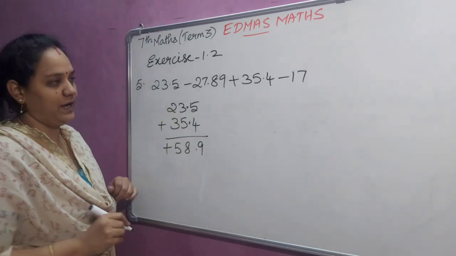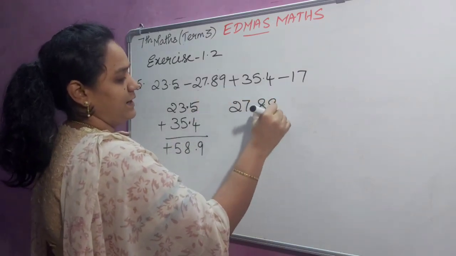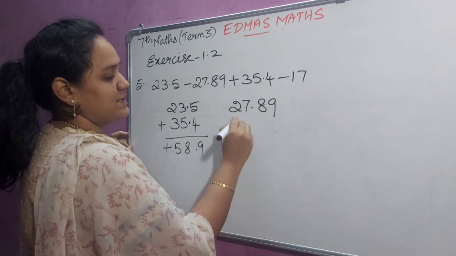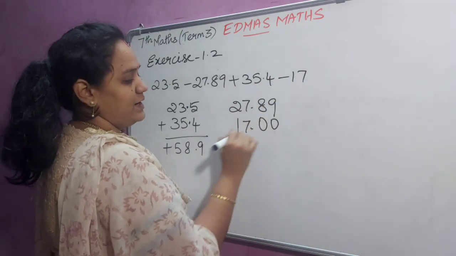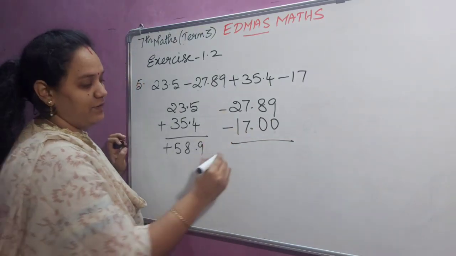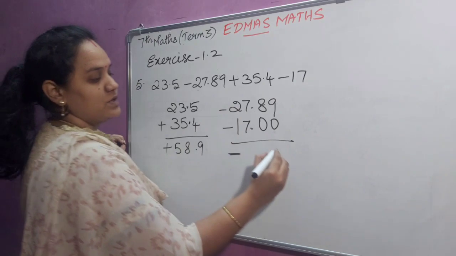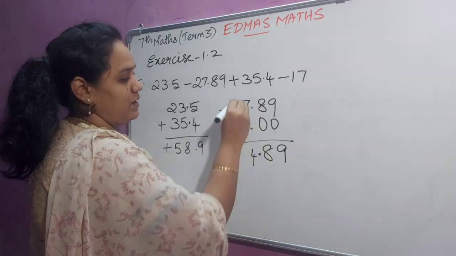Plus 58.9. Negative numbers: 27.89 and another number is 17.00. We didn't have any number, so we can write 00. We have to add these two numbers, and we have to write the symbol as negative. So 9, 8, here point, 7 plus 7, 14.